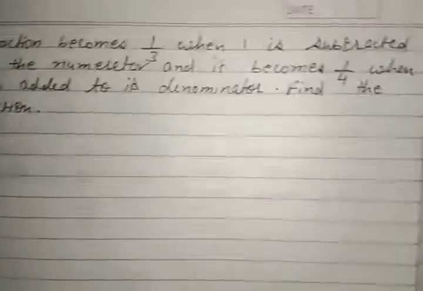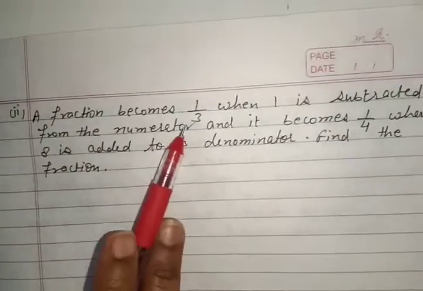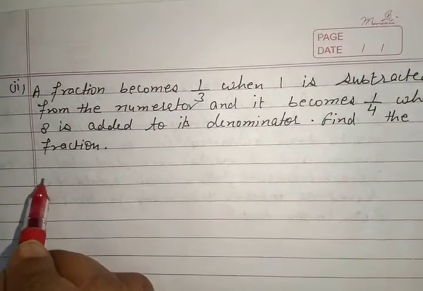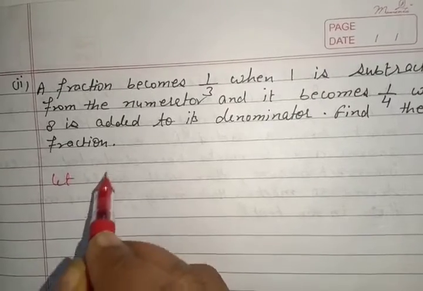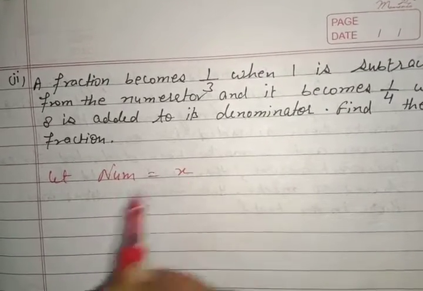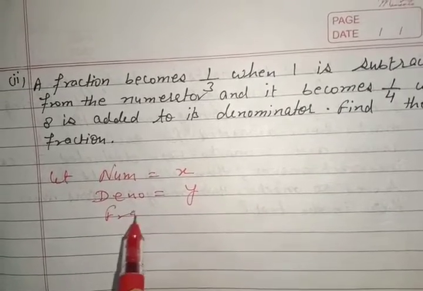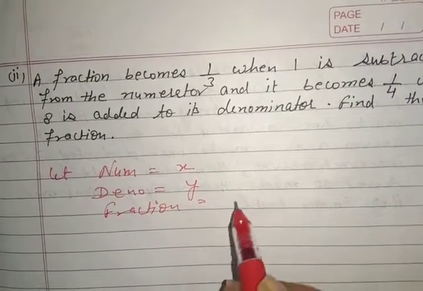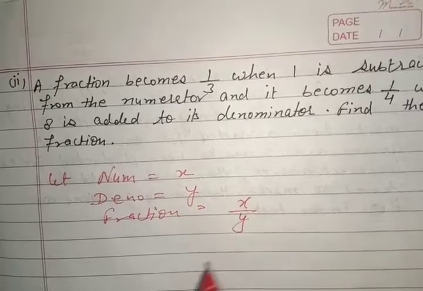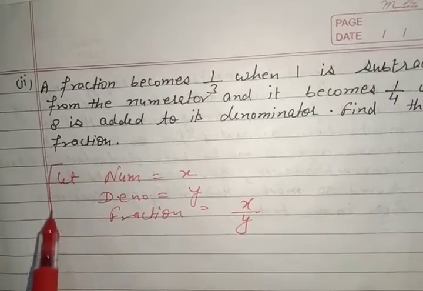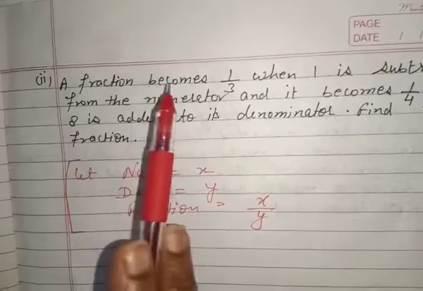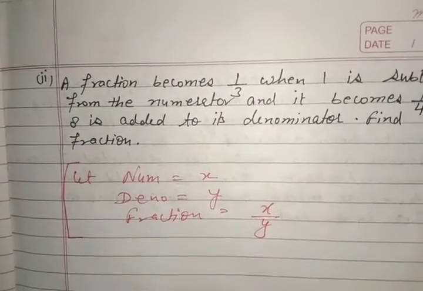Second part: a fraction becomes 1 by 3. First of all, fraction, so we'll suppose let the numerator be equal to X and the denominator be equal to Y. So the fraction is equal to X upon Y. Whenever you get a question of fraction, write these three lines. It becomes 1 by 3.